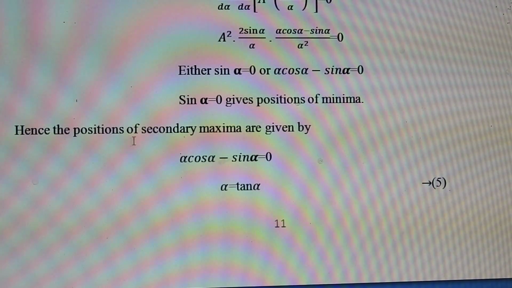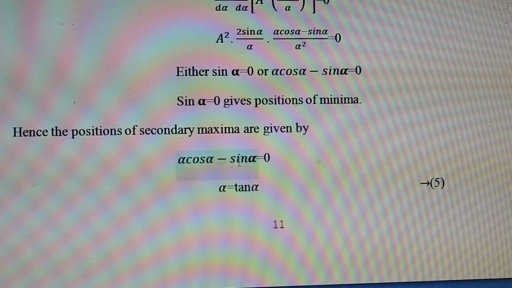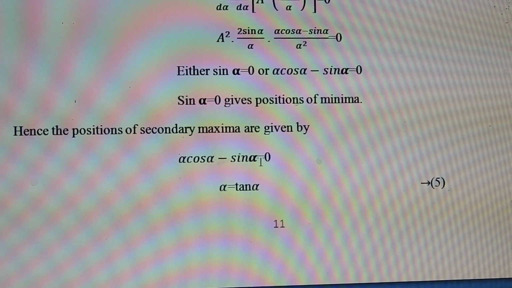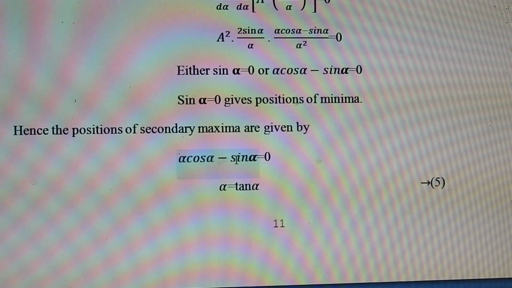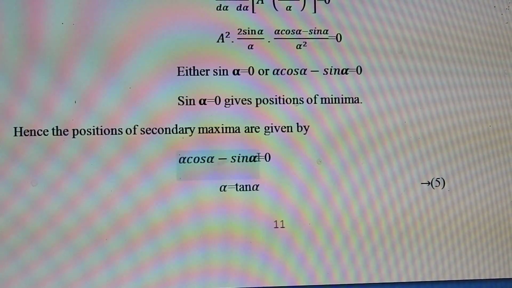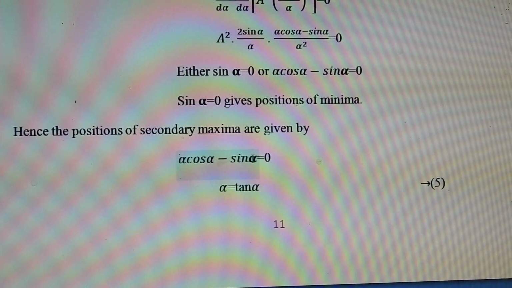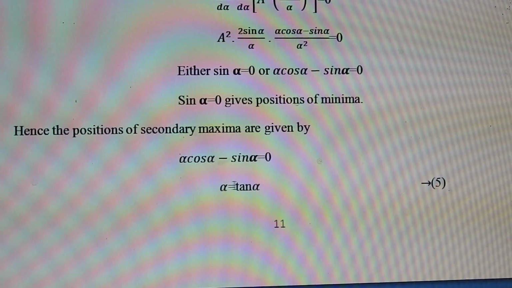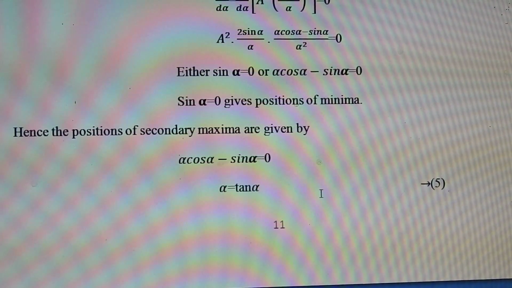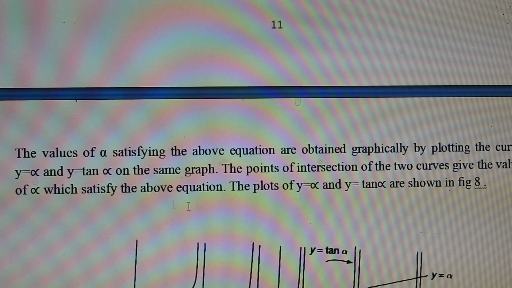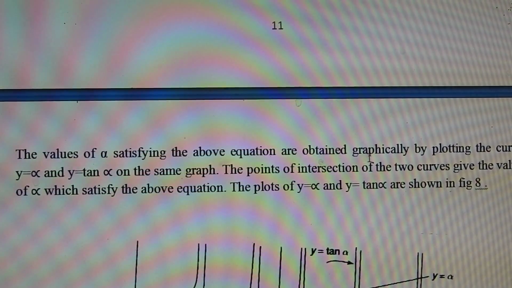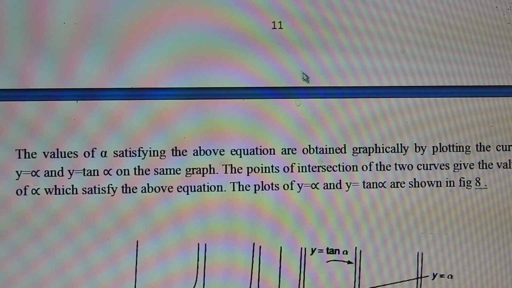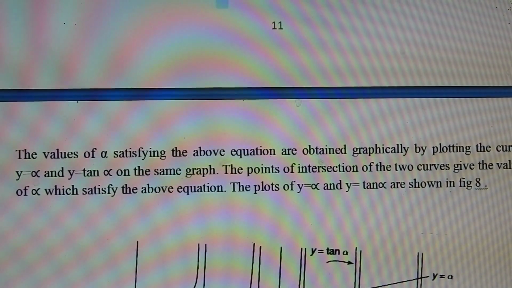So hence the position of the secondary maxima is given by A cos alpha minus sine alpha is equal to 0. If I send this sine alpha to this side, alpha cos alpha is equal to sine alpha. Then alpha is equal to tan alpha, like this you can get it. So the values satisfying the above equation are obtained graphically by plotting the curve between tan alpha and alpha.